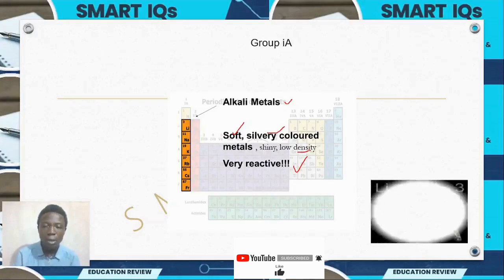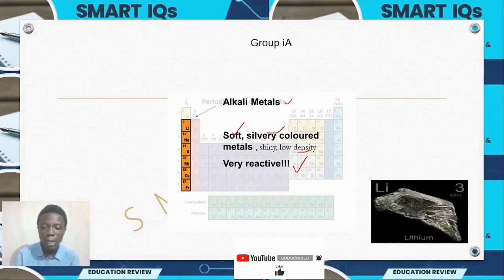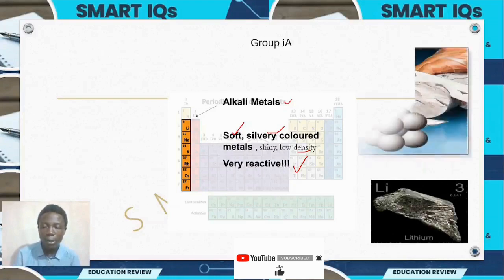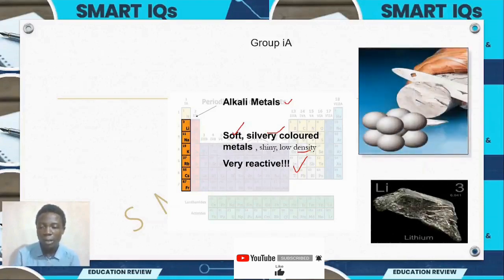Okay, good. So we have lithium, you can see that, and sodium. You can easily cut sodium, because they are soft.